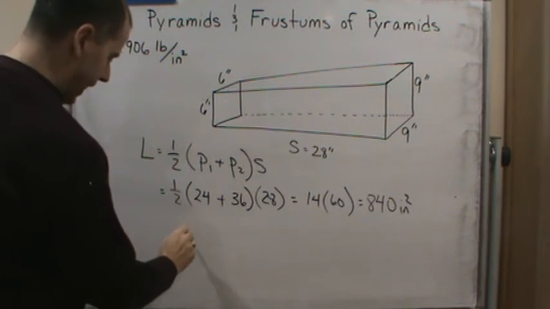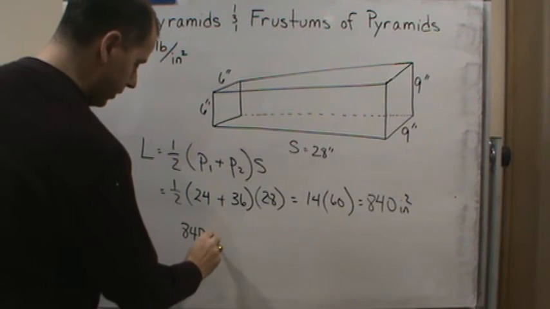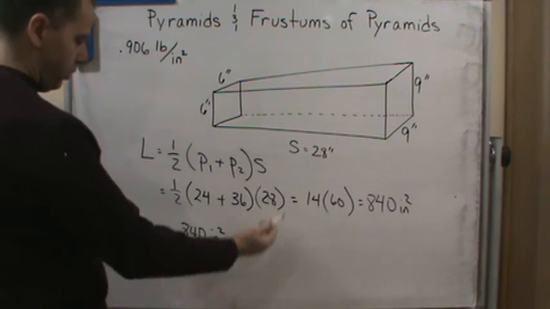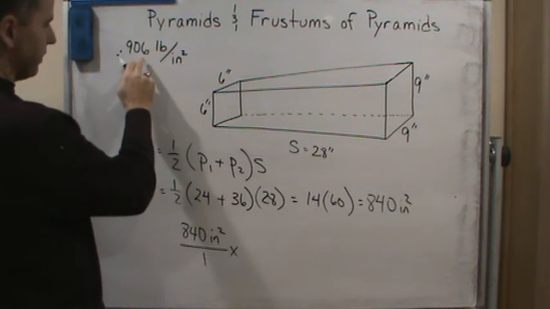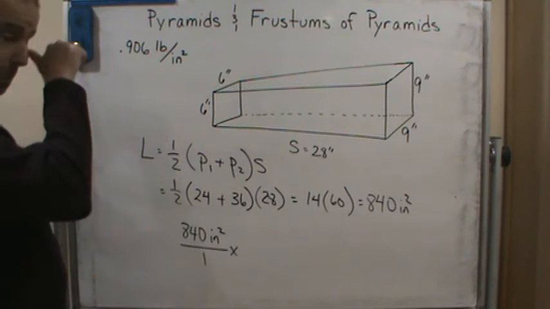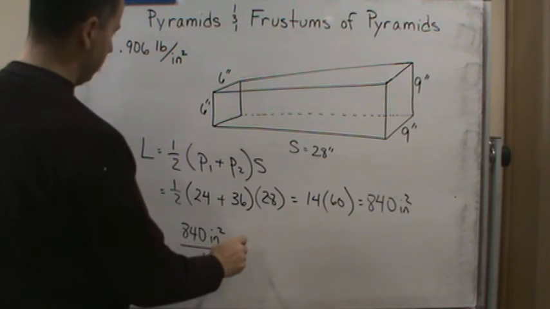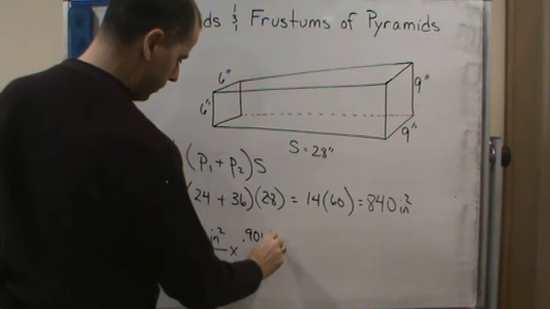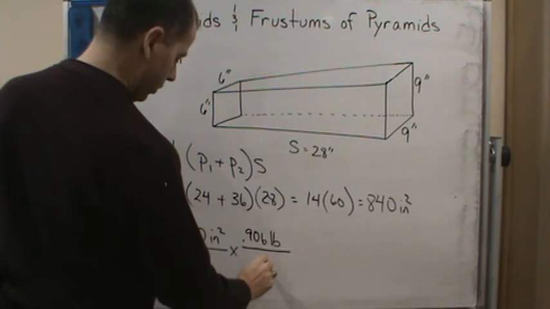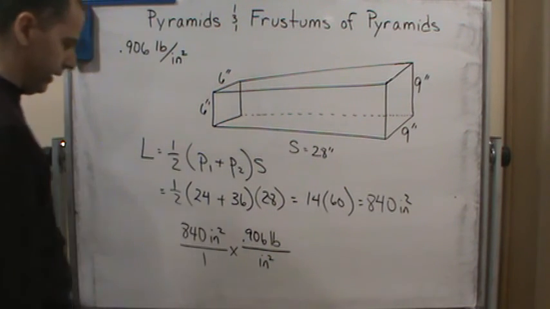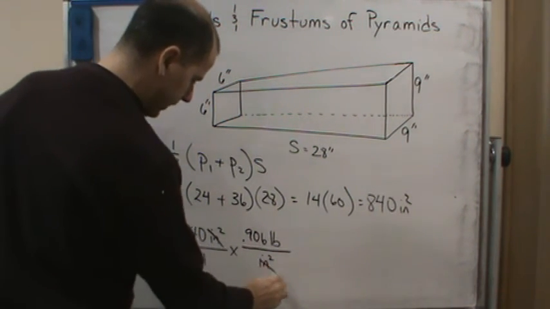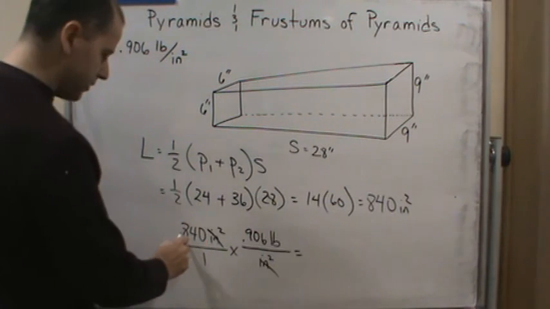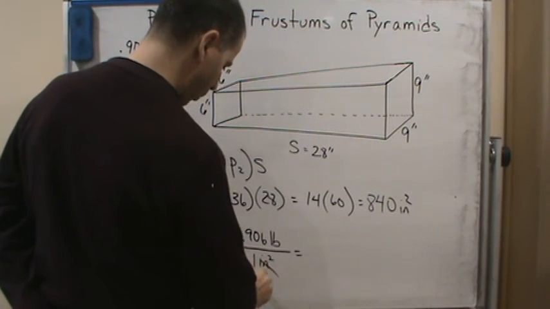So now if we have 840 square inches, right? And we want to convert this to pounds, we want this weight, we're going to use this as our conversion factor, right? Okay, or we can change this into our unit ratio. So that's going to be what? It means that we're going to have 0.906 pounds for every square inch of surface area. And so now inches squared cancels with inches squared, and we're only left with pounds, which is exactly what we want. And so we just multiply across, and we're just going to get 1 on the bottom.